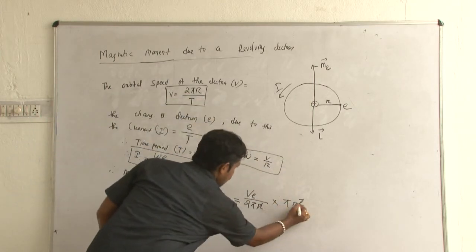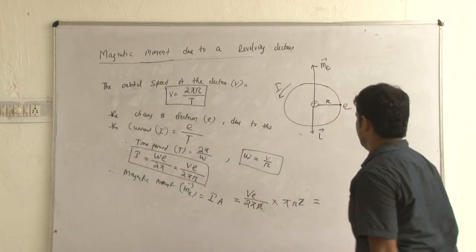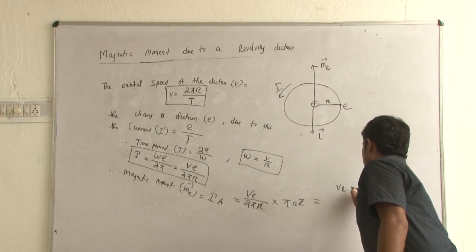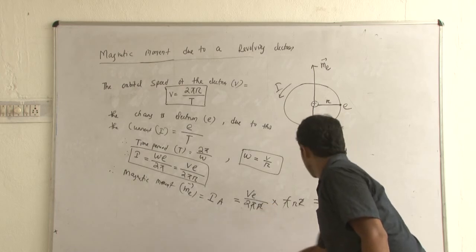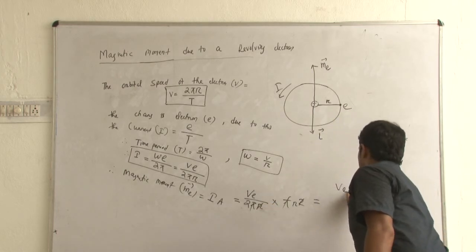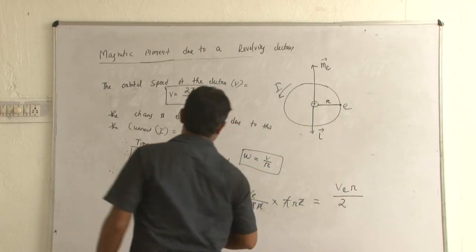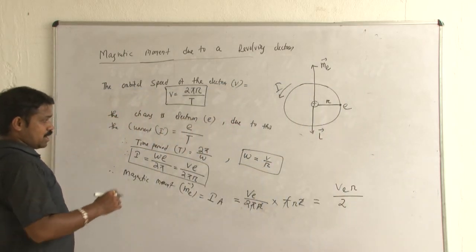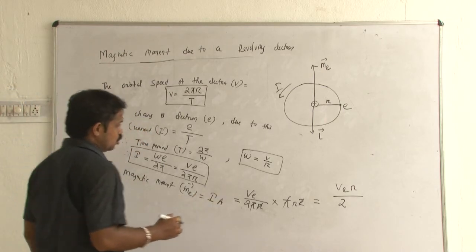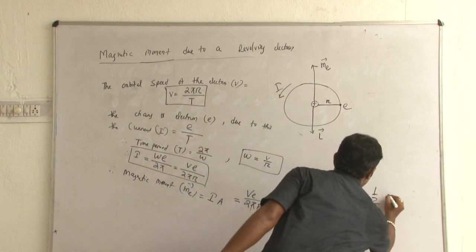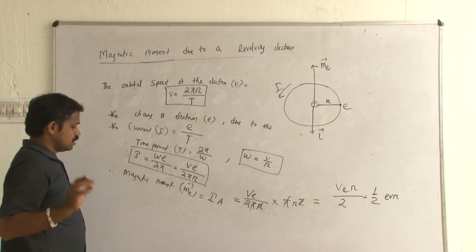Now one r is cancelled out. So what will I get here? Look very carefully. That is v e pi r, pi cancels out. So I already have v e r divided by 2. So the magnetic moment M_e is equal to v e r divided by 2, or simply I can write half of e v r. Clear all of you?